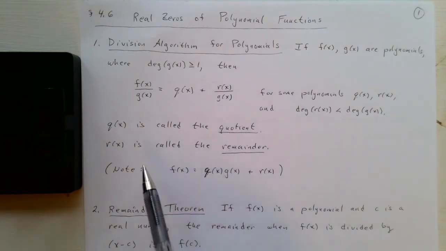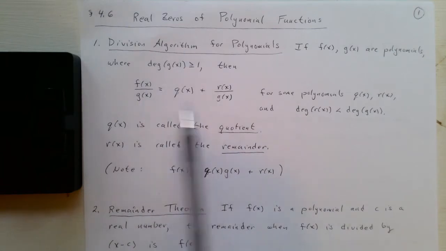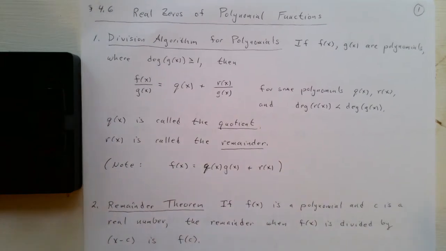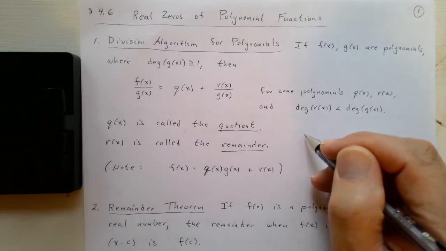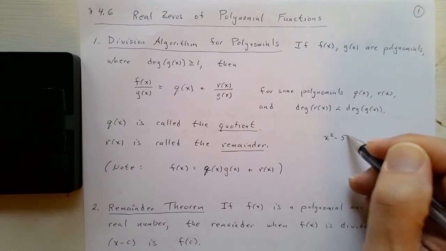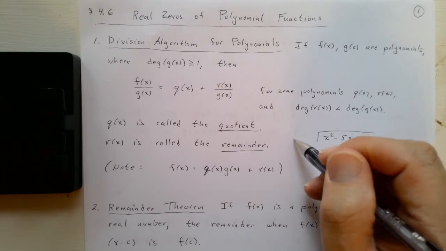q is called the quotient and r is called the remainder. And just another form you can take, multiply everything by g of x, and you get this: your first polynomial can be written as the quotient times the second polynomial plus the remainder. And just to show how this might work, maybe you've seen an example like this before. If you wanted to take the polynomial x squared minus 5x plus 7, and divide that by x minus 3.